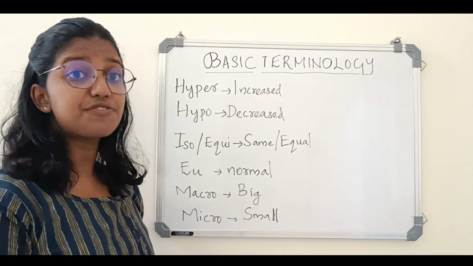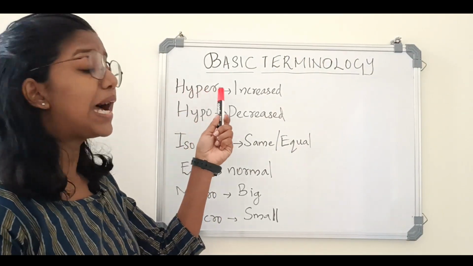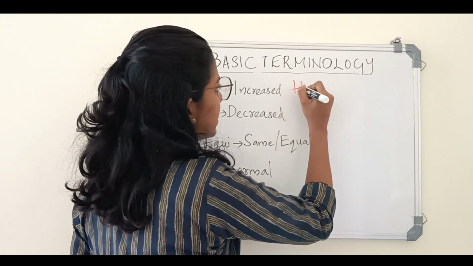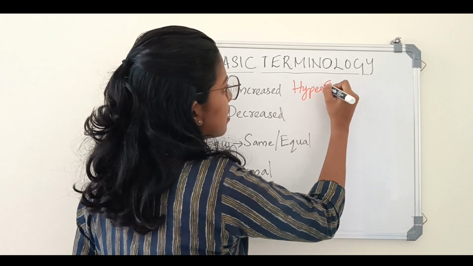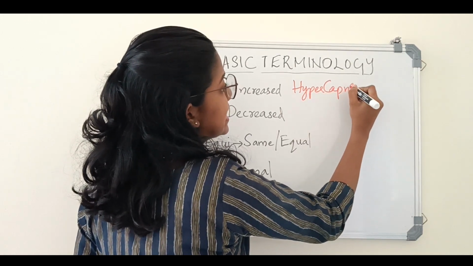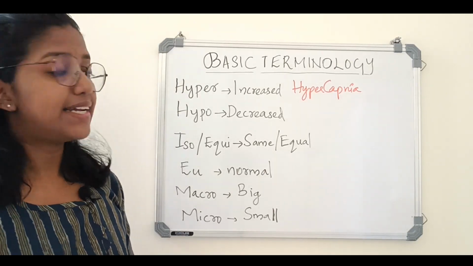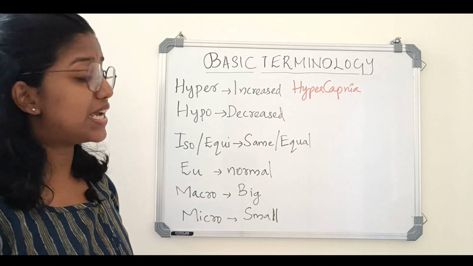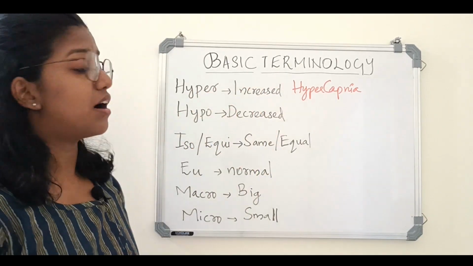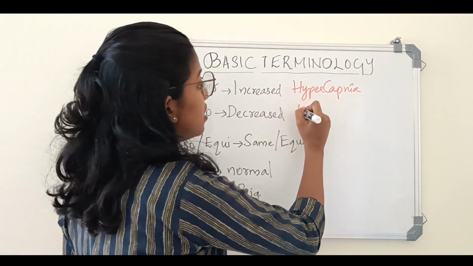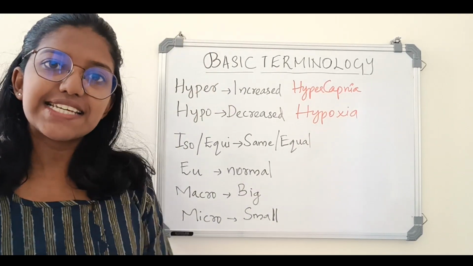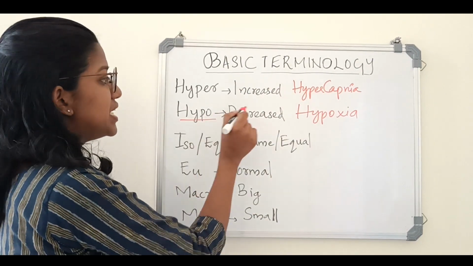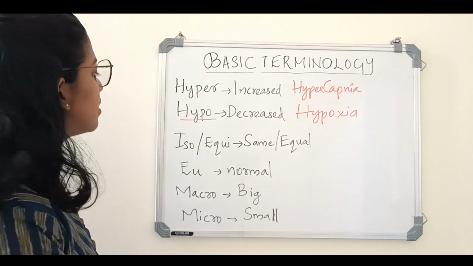Coming to another set of terms like hyper. Hyper means increased. As an example, we will say hypercapnia. Guys, capnia means carbon dioxide level. Okay, so increased carbon dioxide level in the body, we can call it hypercapnia. And the condition where oxygen level in our body is decreased, we call it hypoxia. So hypo means decreased level or amount.